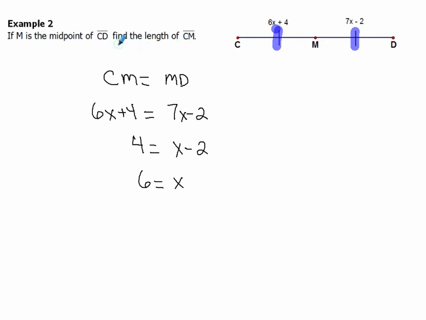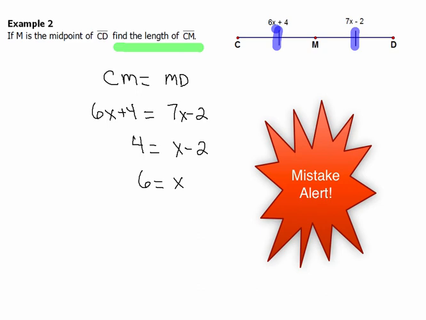Now, I got a value of 6 for x, but I need to go back up and take a look at what the question asked me to find. It said find the length of CM. Well, all I know right now is what the value of x is. And this is a very common mistake. Sometimes students will get the value for x and think that they're done. In this case, we're not. So we've got to go back and find out how long CM is.